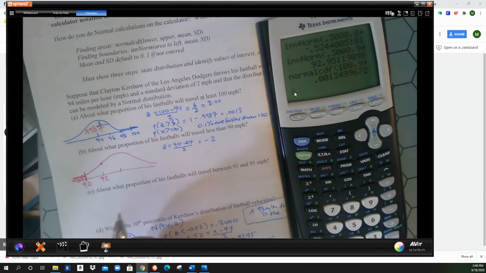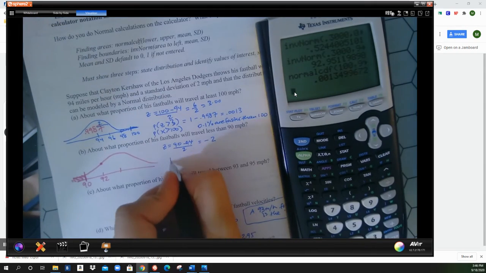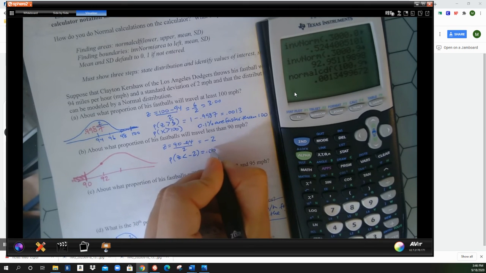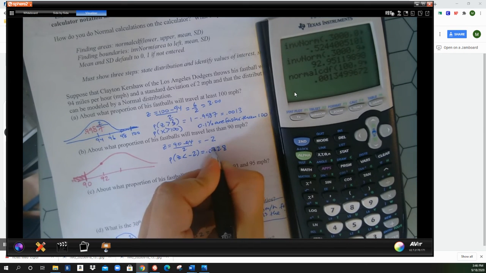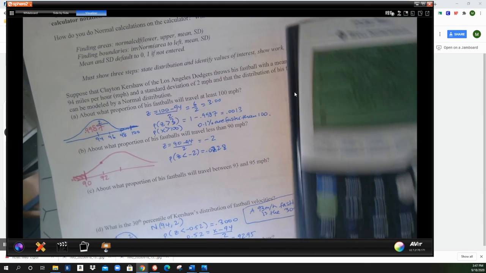And then if I want to do it by hand, I can. I don't know what my deal is. I just like doing this old school. Negative 2, 0.0228. Chance of having a z-score less than negative 2, 0.0228. And then for a moment, I'm sort of like, hey, did I mess up? Did I look in the wrong part of the chart? Right, that can be a thing.